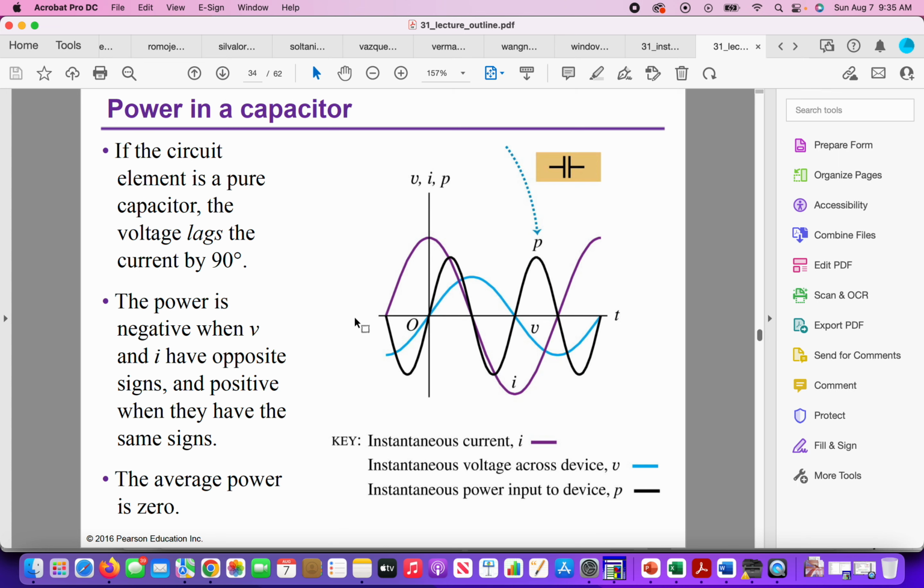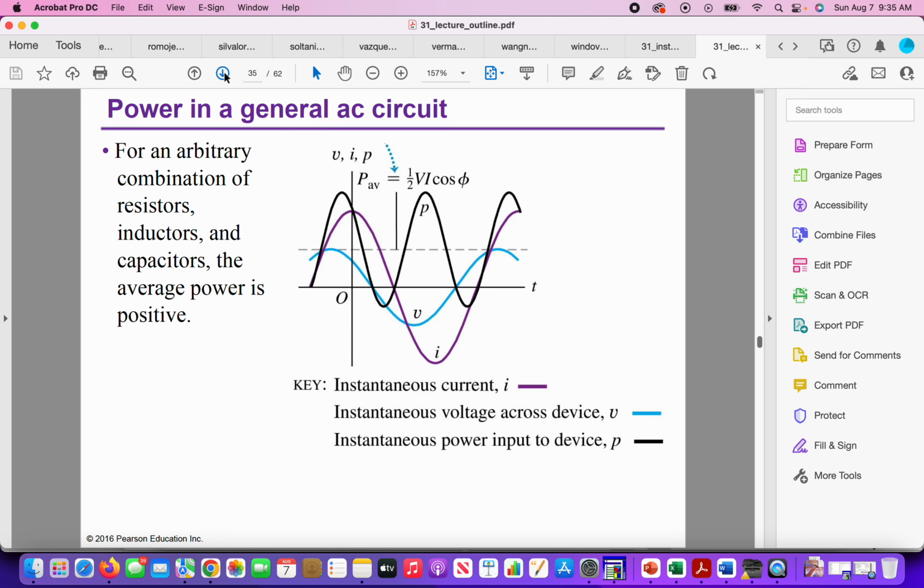We will also look at the capacitor, where the voltage lags by 90 degrees. The power is negative when V and I have opposite signs, and positive when we have the same signs, and the average power is 0 again because it varies between negative and positive.